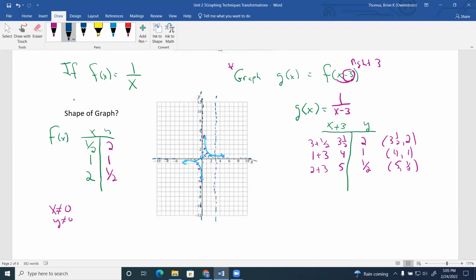So my first point I have is this 3 1/2, 2. So 3 1/2, 2 would be here. 4, 1 would be here. And 5, 1/2 would be there. So my new graph now takes on this look here. Let me try to do that a little bit better. This little pen just gets away from me sometimes. So try that again. So again, we're trying to make this slightly curved U in this spot here.